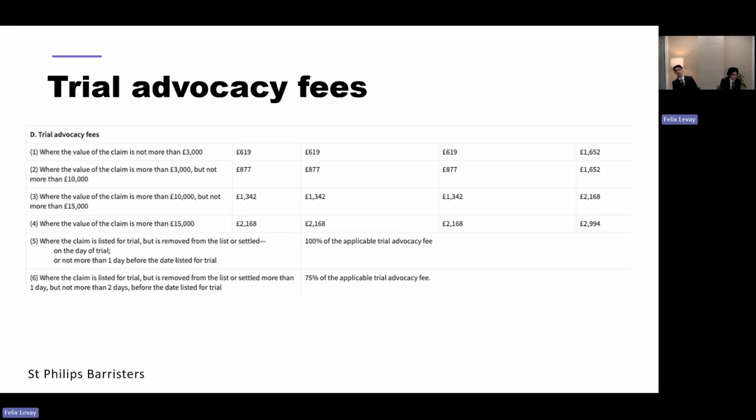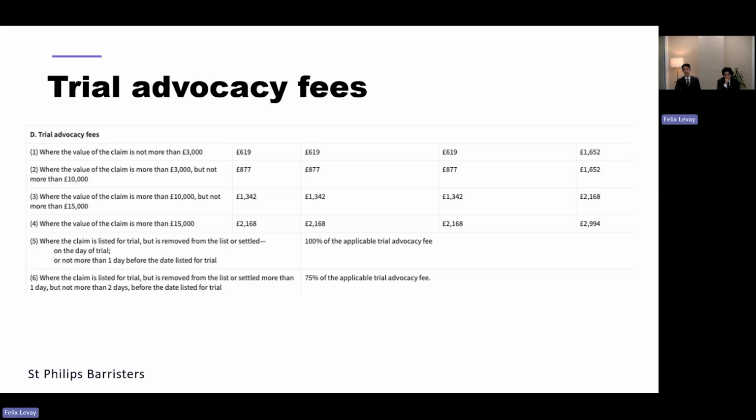Trial advocacy fees, these come under the same table, but I wanted to give it some space on the slide. An interesting development in terms of trial advocacy fees, we see there at subsections 5 and 6. And in those parts, it's set out that costs are still recoverable in the event that a case is removed from the list or settled to a certain degree, depending on how far before the trial it is. And so in those circumstances, obviously a massive change from the previous regime, which didn't provide for that. Something well worth bearing in mind on the new regime, and certainly a benefit, I think, for those trying to recover costs.